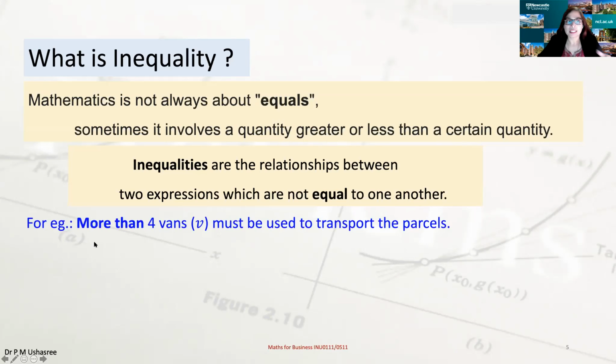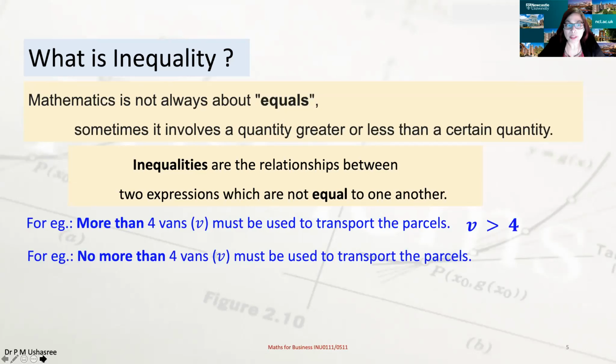So for example, if I say more than 4 vans must be used to transport the parcels. I'm just taking an example, okay? What does it mean? That means I can have more than 4 vans. That is, I can have 5 vans, I can have 6 vans, I can have 7 vans, more than 4 vans. And how can I represent it as an inequality? I can just say B is greater than 4, okay?